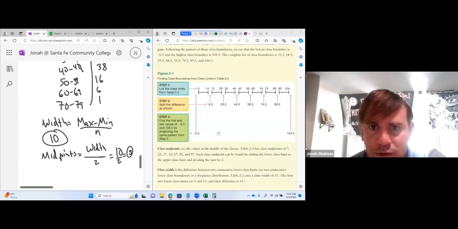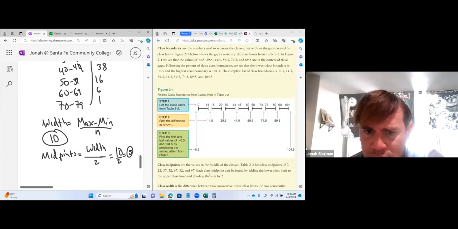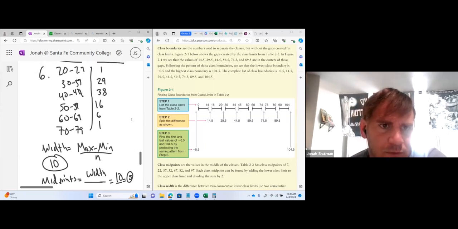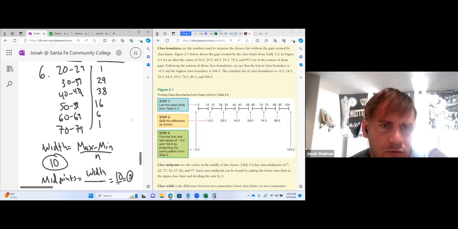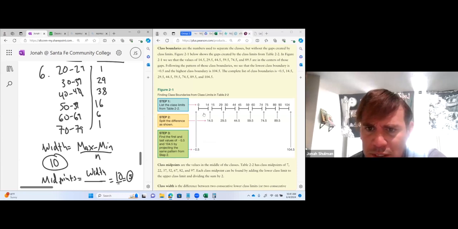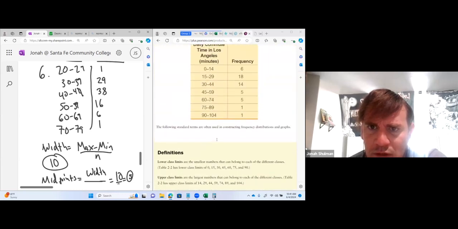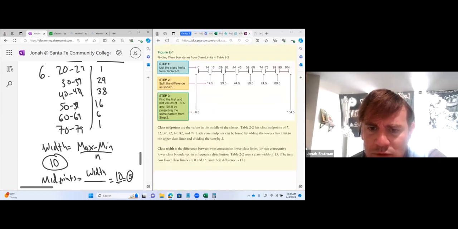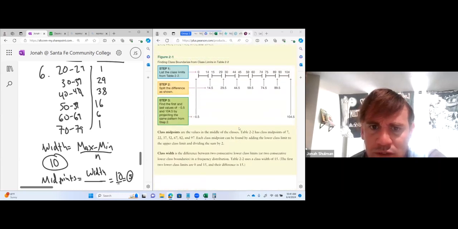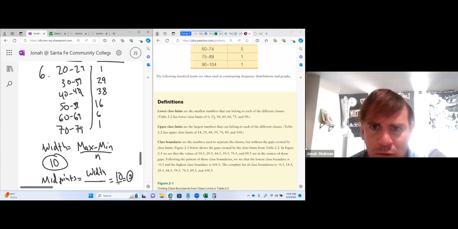Trying to see where they are. So if you get lost, there are 7 midpoints. So it's just all of them in the middle. So our midpoints are 21. Here they're saying the midpoint is halfway in the middle. So there were 7 of these. The first one they've got was 7, 22, 37, and so on.